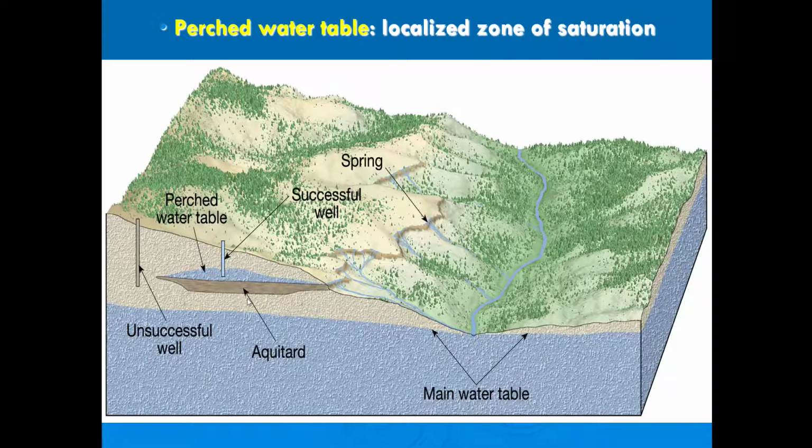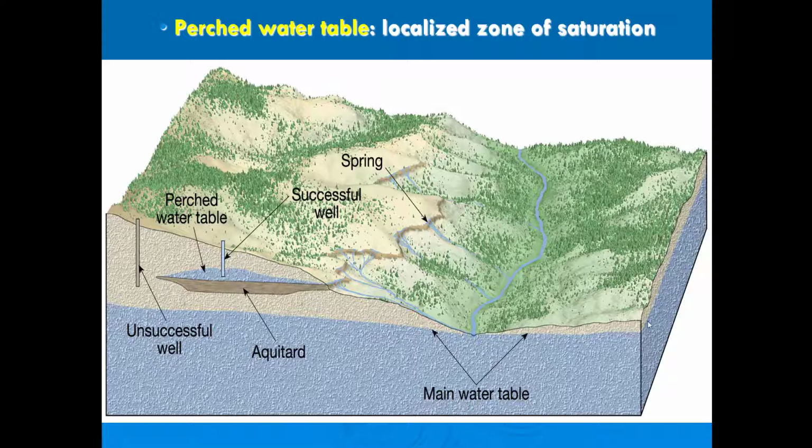So a perched water table, when you think of the word perch, you might think of a bird, and you should. Perched water tables are found where you have an aquitard, a rock layer that doesn't transmit water, most likely because it's impermeable. So here we have a sort of regular river valley. And during precipitation events, water percolates down through an aquifer until it reaches the water table, until it reaches the zone of saturation.